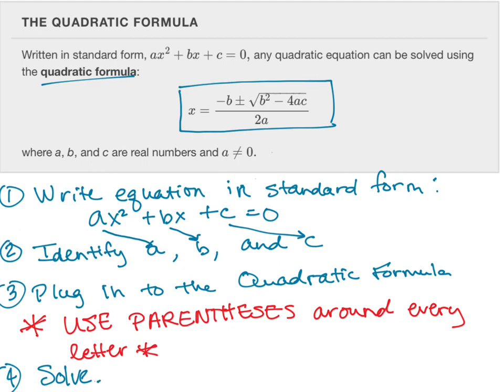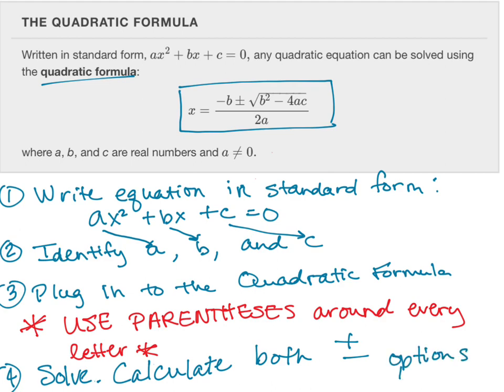You have to calculate both the plus and the minus. Calculate both plus and minus options. Remember, we're going to have two answers here. And in this formula, it says plus or minus the square root. The plus or the minus means I have two answers. We're going to calculate one with the plus sign and one with the minus sign. Good? Questions so far? I'm going to show it in action.